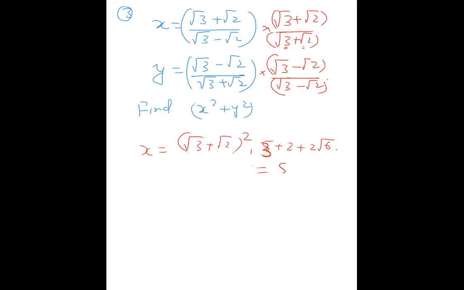So this is coming as 5 plus 2 root 6. Similarly, I can say the y, okay, minus sign is there. So similarly, I can say y will be 5 minus 2 root 6. Note down up to this only. If you are not understanding something, please ask.